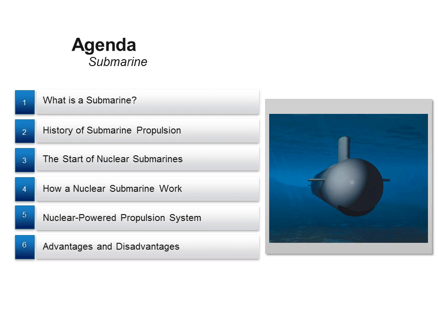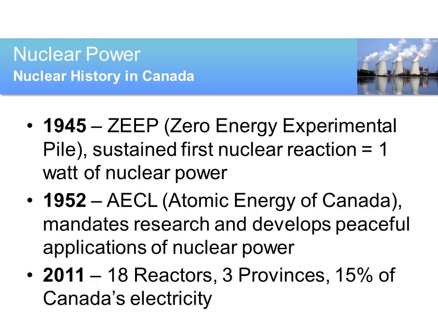I will then define what a submarine is and briefly describe the history of submarine propulsion, continuing with the start of nuclear submarines and how they work, and explaining nuclear powered propulsion systems, and ending off with the advantages and disadvantages of nuclear submarines. Nuclear power in Canada actually started in 1945 with the zero-energy experimental power reactor.